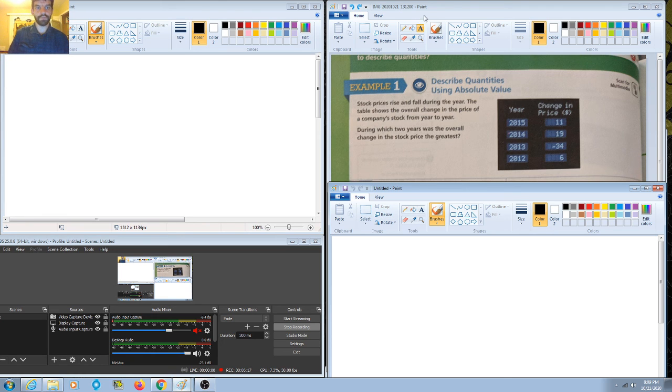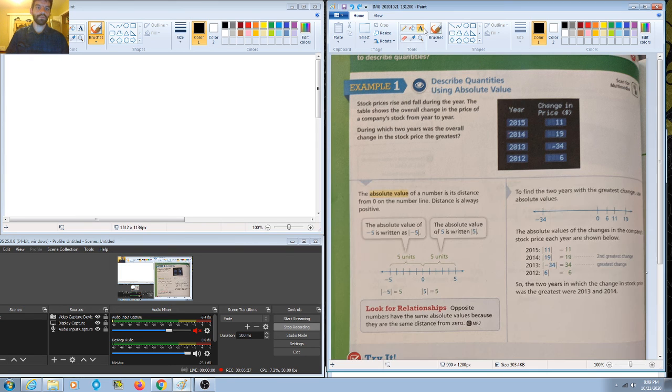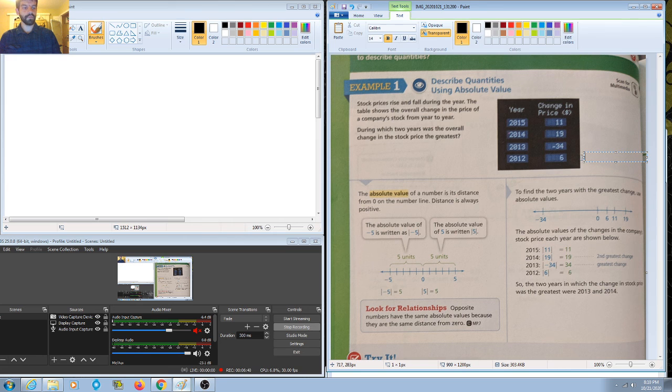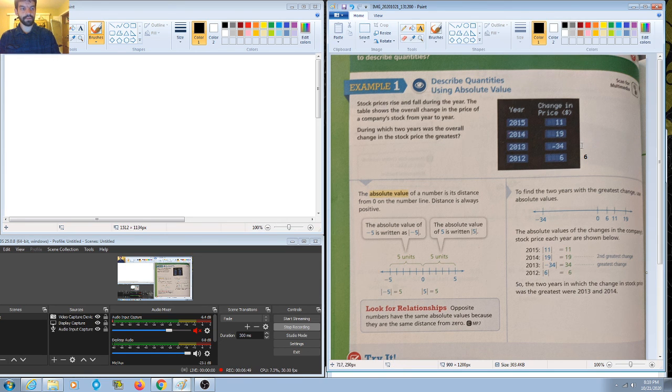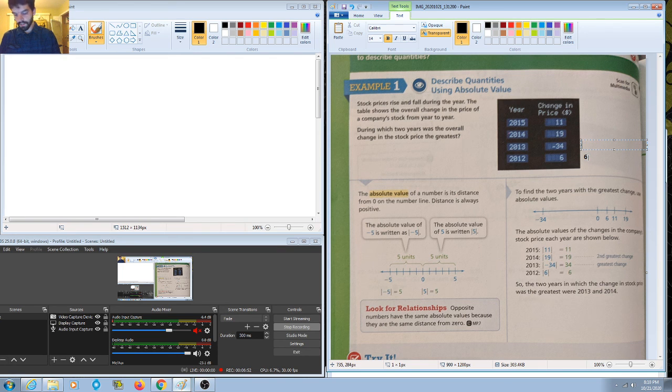So again, what we're going to do here is look at each of these changes in prices from 2012 to 2015 and see which one had the greatest change. So we're going to be looking at each one in particular, and that will help us to solve the problem. So what we'll do here is look at the year 2012. The change in price was 6. So if we take the absolute value of 6, we'll get 6. If we take the absolute value of negative 34, the distance from negative 34 to 0 is 34.